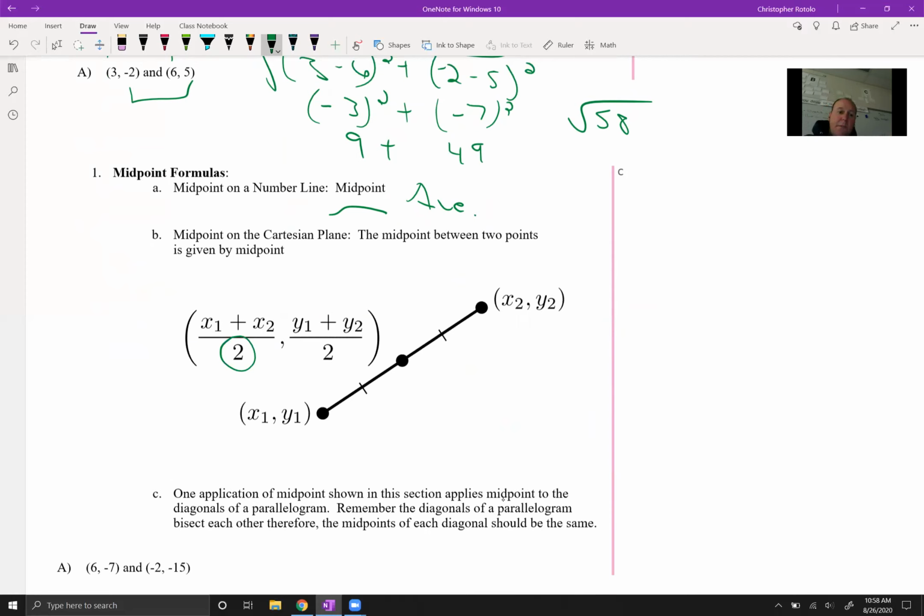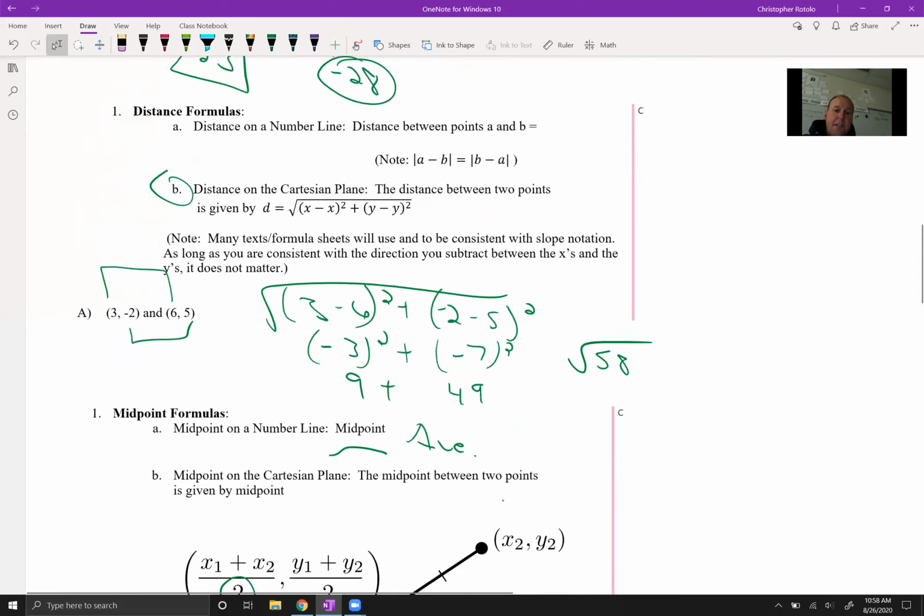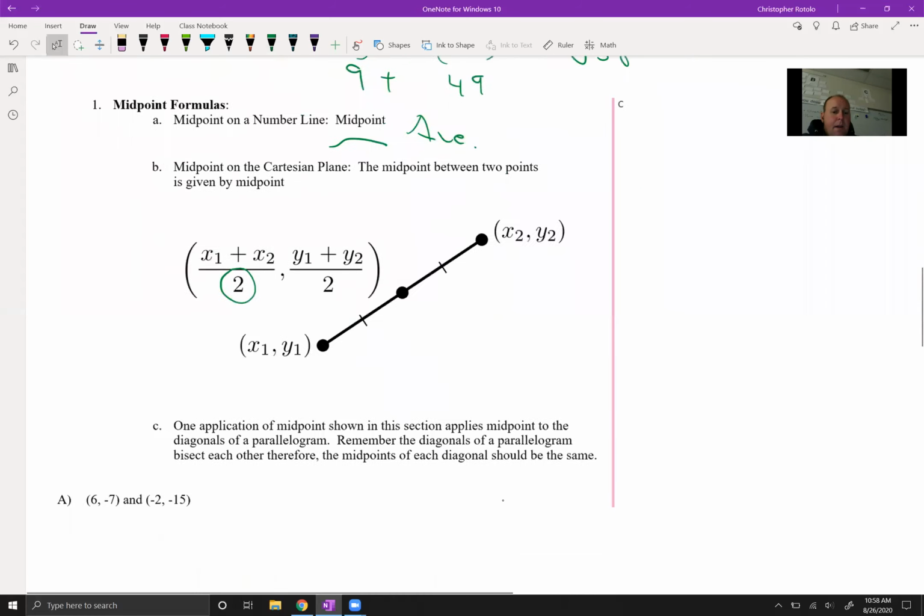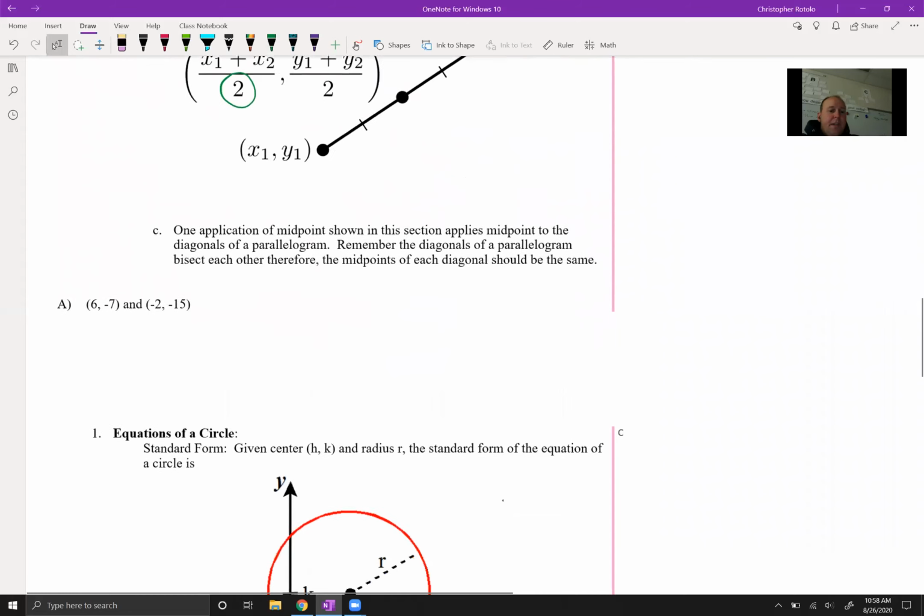If you ever get mixed up with those, it's also the only time we use something that looks like the slope equation, but we use addition. Everywhere else we're subtracting, just like the distance formula up here. So I think we have one down here. I want to find the average, so we're going to add those up.